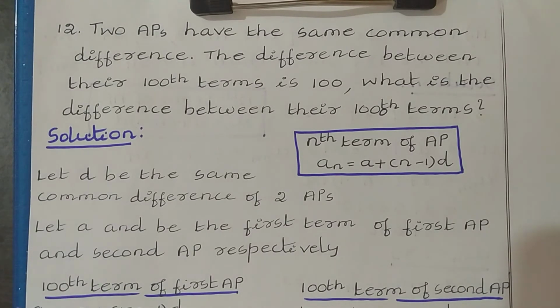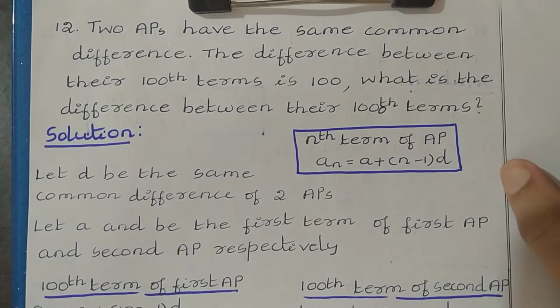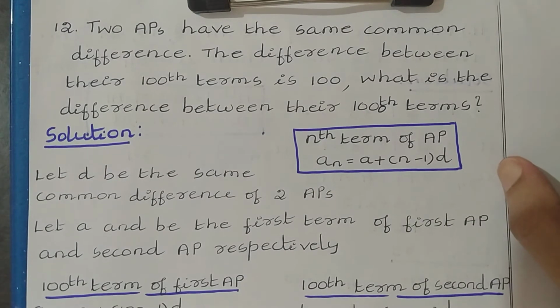Question number 12. Two arithmetic progressions have the same common difference. The difference between their 100th term is 100. What is the difference between their 1000th term?